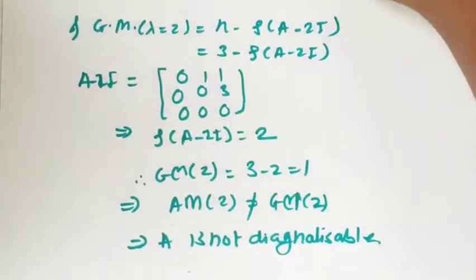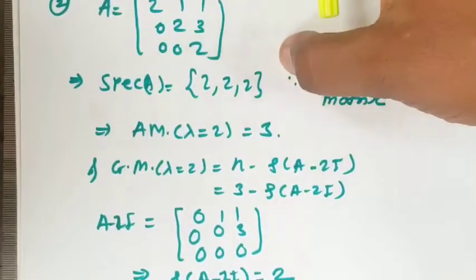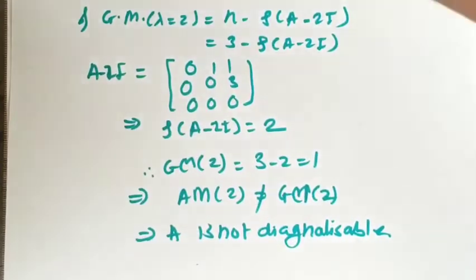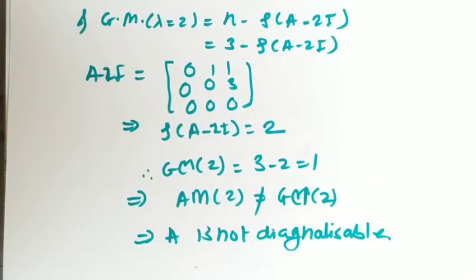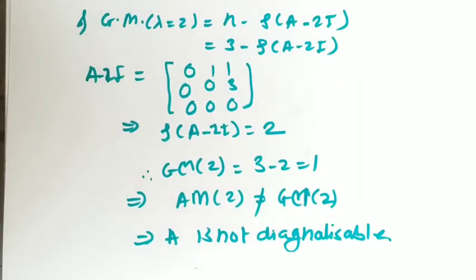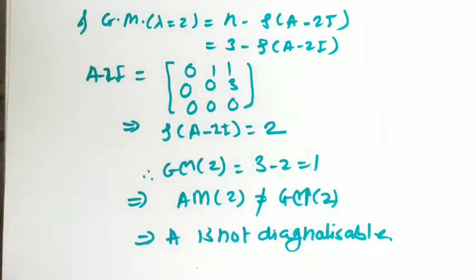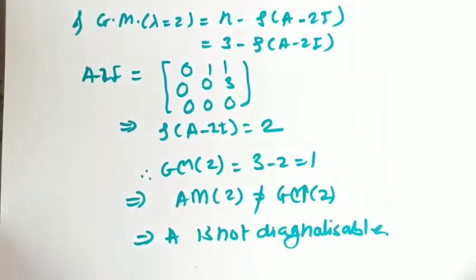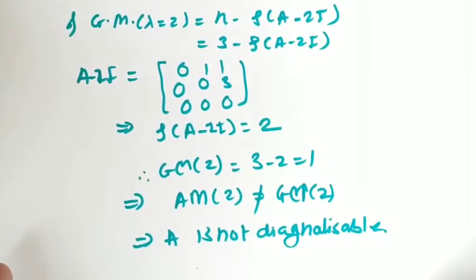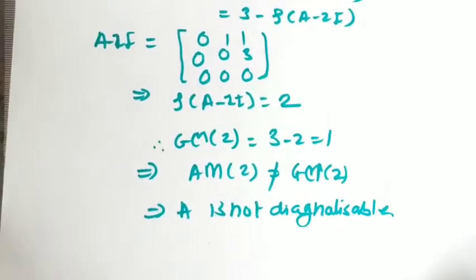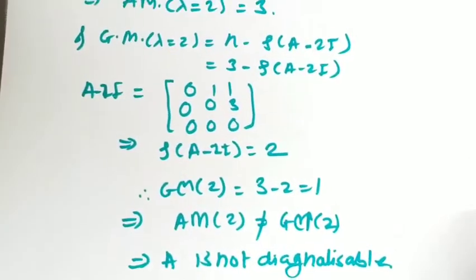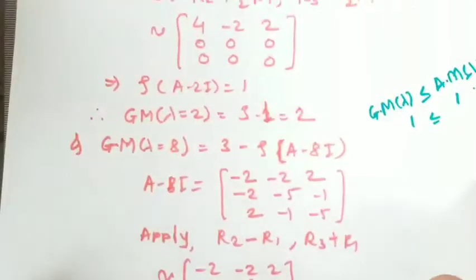This matrix has only one eigenvalue 2, which is repeated 3 times, and for that eigenvalue the algebraic multiplicity is not equal to the geometric multiplicity. Hence the conclusion is that the matrix A is not diagonalizable. As it is not diagonalizable, there is no need of determining the modal matrix and diagonal matrix. In that way you can check the diagonalizability of a matrix using algebraic multiplicity and geometric multiplicity.